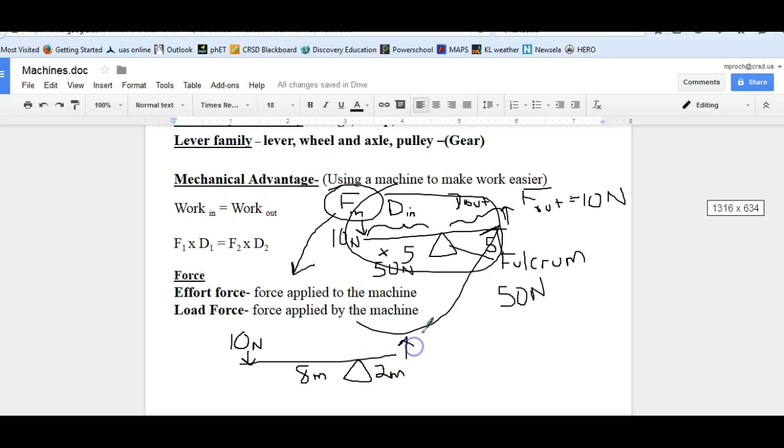What is then the force we get out? Force out. And you're going to see here it's going to increase, because we take 10 times 8. That gives us 80 joules of work, right? Not newtons, joules. So if work in equals work out, we then just take 80 and divide by 2. So 80 divided by 2, that gives us 40.